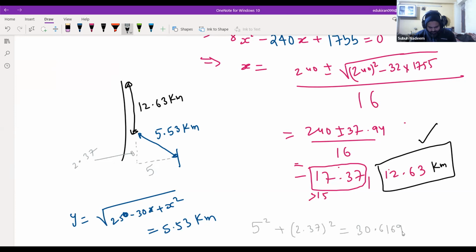And what is 5.53 square? That is also, we'll check. 5.53 into 5.53. So that will be approximately the same, that is 30.6. So we can say that yes, this should be the answer. Can you check if it is given there?